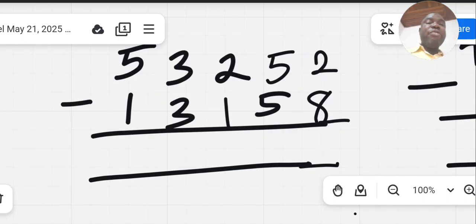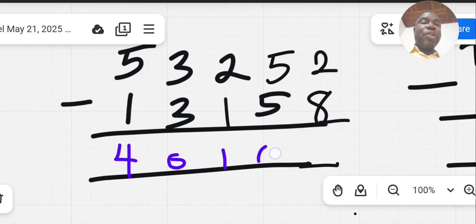Now, we start. 5 minus 1 gives us 4. You see that? 3 minus 3 gives us 0. 2 minus 1 gives us 1. And then 5 minus 5 gives us 0. Sorry, I think I need to write my 0 very well. Okay, and then we have 2 minus 8. 2 take away 8, that's going to give us a negative number. You can't take away 8 from 2 and get a positive number. So, 2 minus 8 is a negative number.